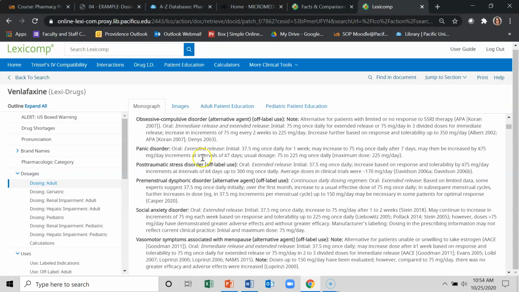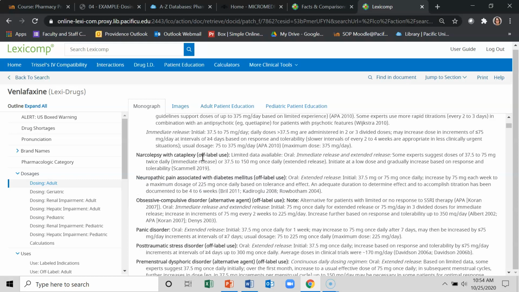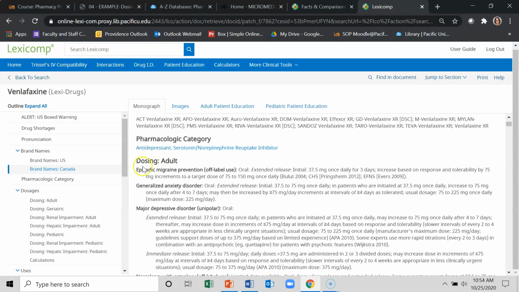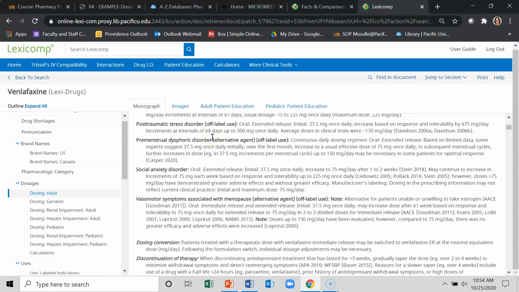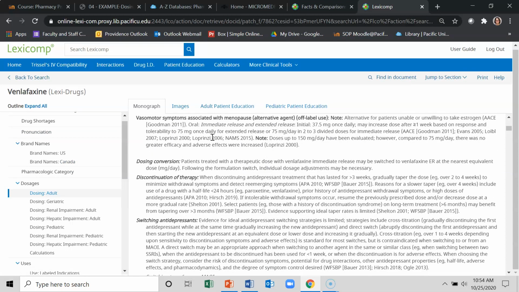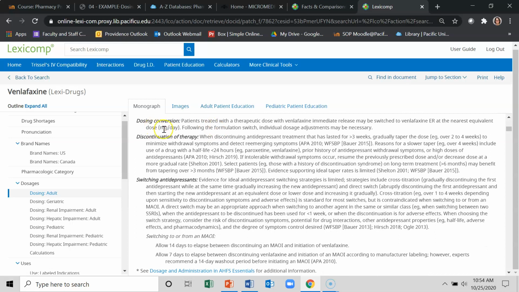So again, I would have gone there directly, but I would scroll back up and look to see if there's any other general dosing information that I need to consider at the beginning or the bottom. I'm not doing any dosing conversion, so that doesn't apply.